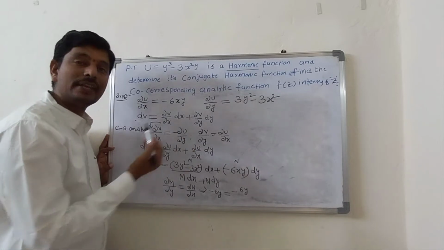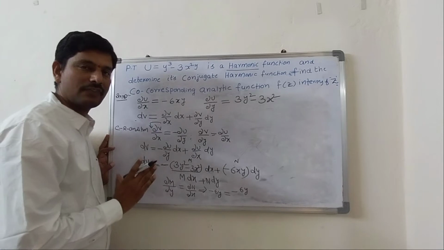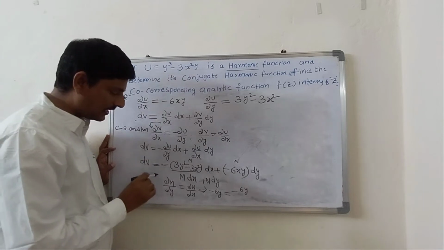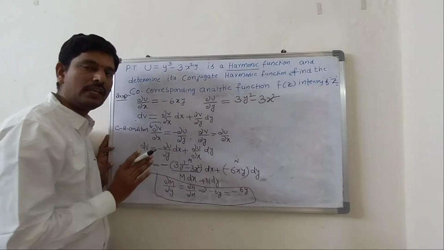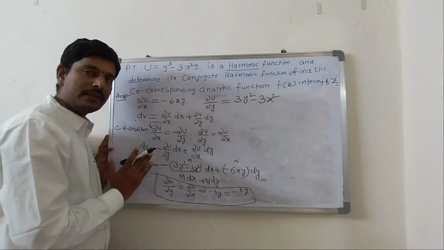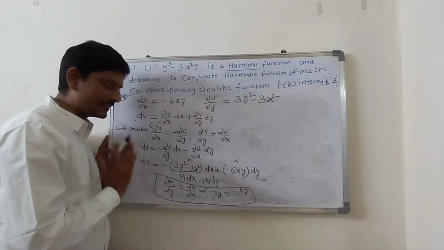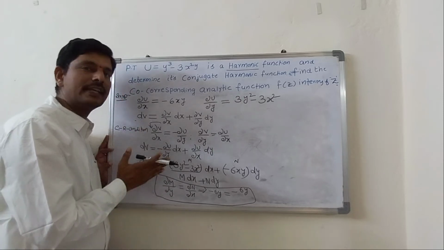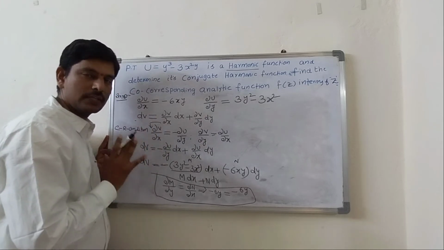Already we have proved it. It is a harmonic function. That means it is always an exact differential. So there is no need of checking whether it is exact or not. For understanding purposes only, I explained it. But here it is not needed to prove the exact differential equation. It is by default an exact differential equation because u is a harmonic function.